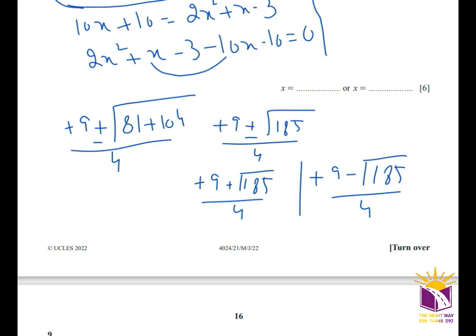Now by using calculator, (9 + √185) / 4 will be equal to 5.65, and (9 - √185) / 4 will be equal to -1.15. So your answer will be 5.65 and -1.15.